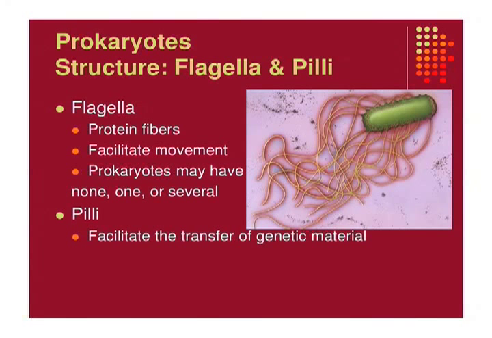And the next main structure of prokaryotes are flagella and pili. So flagella act sort of like a motor to help facilitate movement in the bacteria. They're made of protein fibers, and prokaryotes may have one flagella, they may have several, or they may have none. There's also pili that may be found in prokaryotes, and these help transfer genetic material from one cell to another.